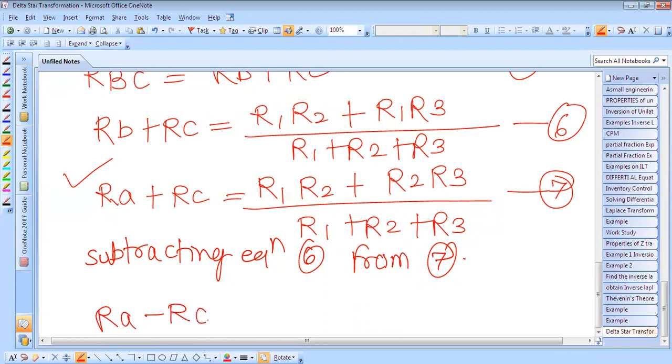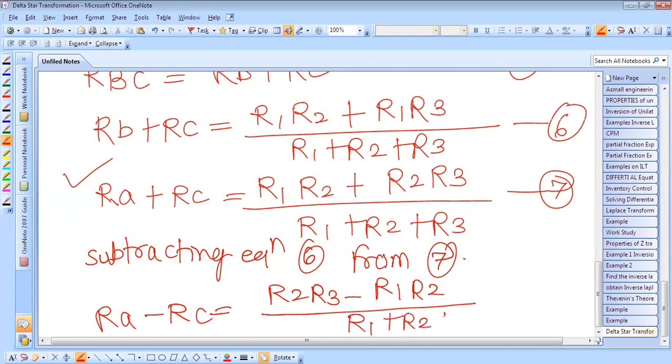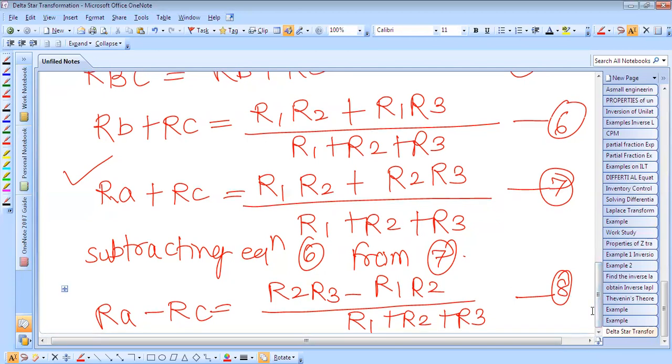RA minus RC is equal to R2 R3 minus R1 R3 divided by R1 plus R2 plus R3. This is equation number 8. Now we have to add equations 7 and 8. If you add equation number 7 and 8, we will get the value of RA.